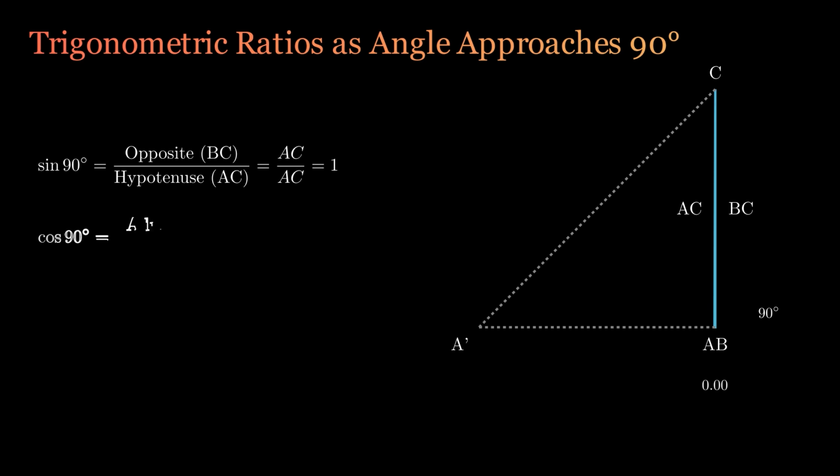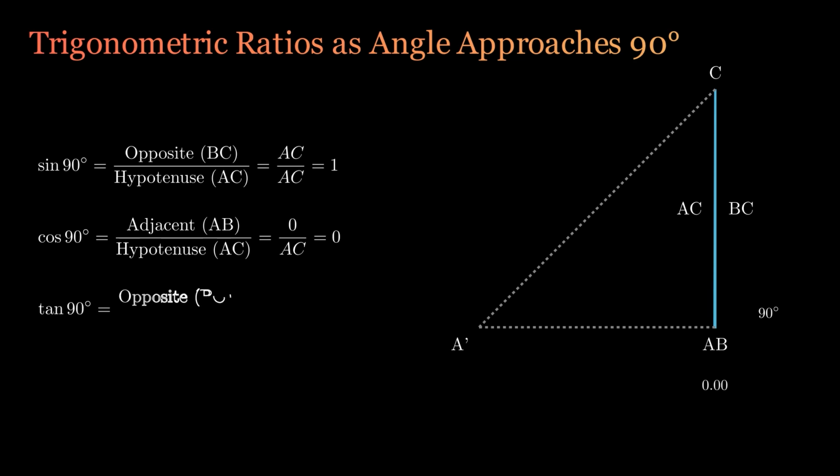Now let's compute the trigonometric ratios. Sin 90 is equal to AC by AC, which is 1. Cos 90 is equal to AB by AC, which is 0 by AC, which is again 0. Tan 90 will become BC divided by AB. So we know AB is equal to 0. So we can say tan 90 is undefined.